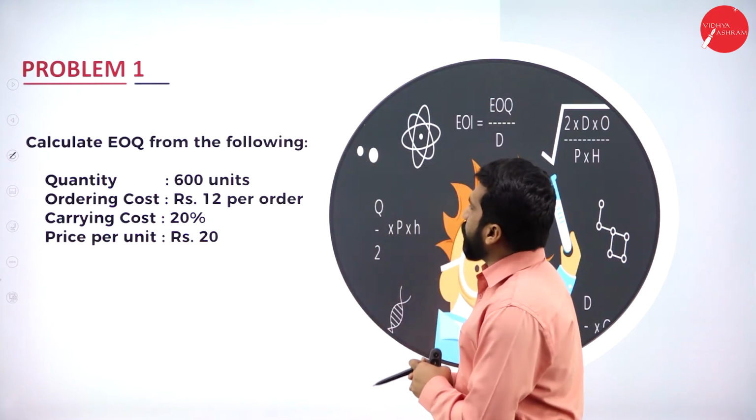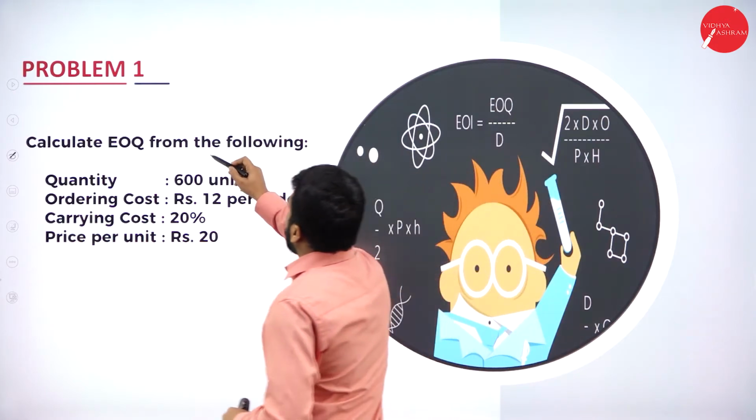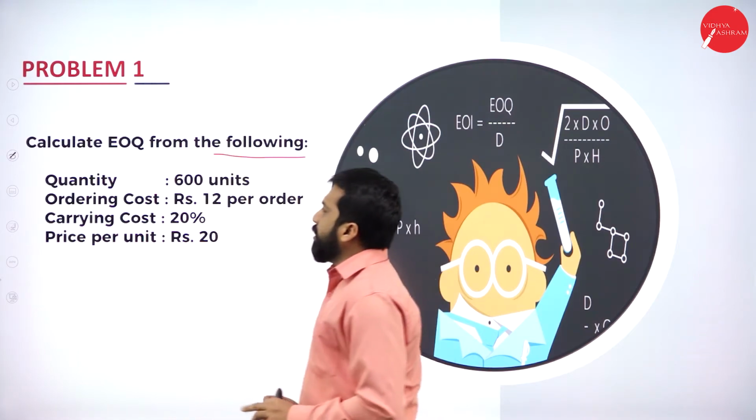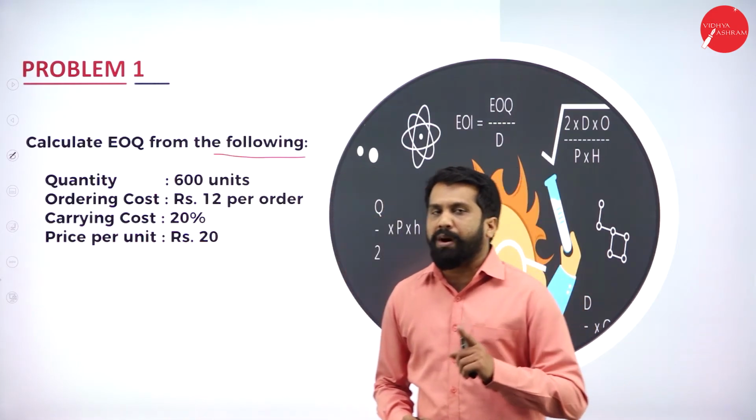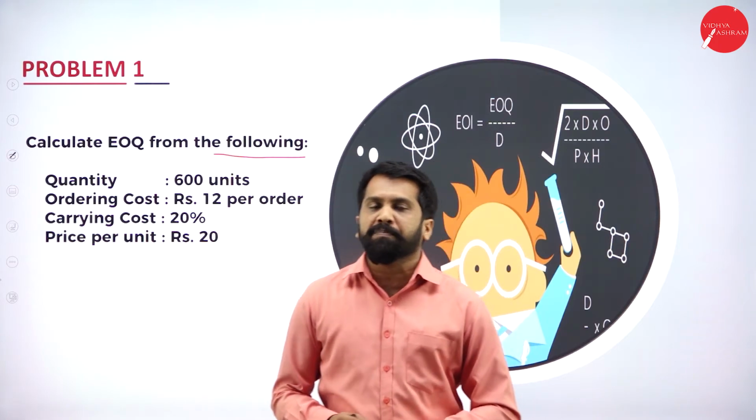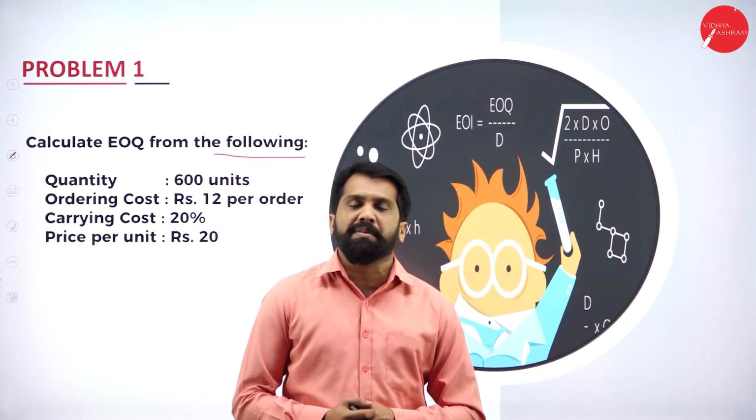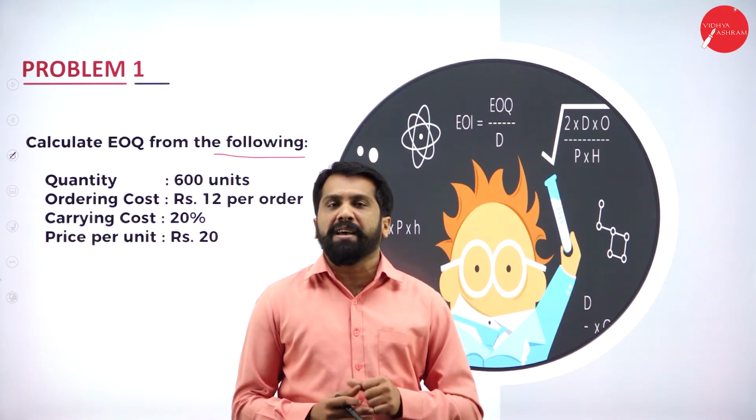Now, we'll go for first one. Calculate EOQ from the following. In your examination, you will get one pakka or compulsory question. It may be theory or it may be problem. It will be your 5-mark question.